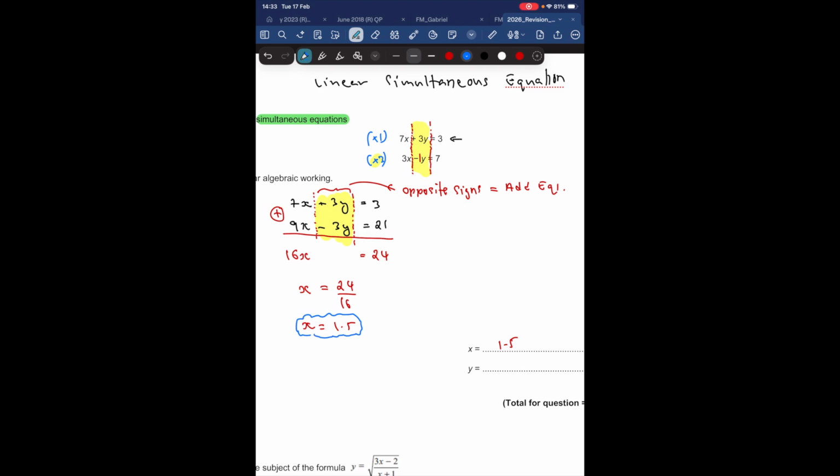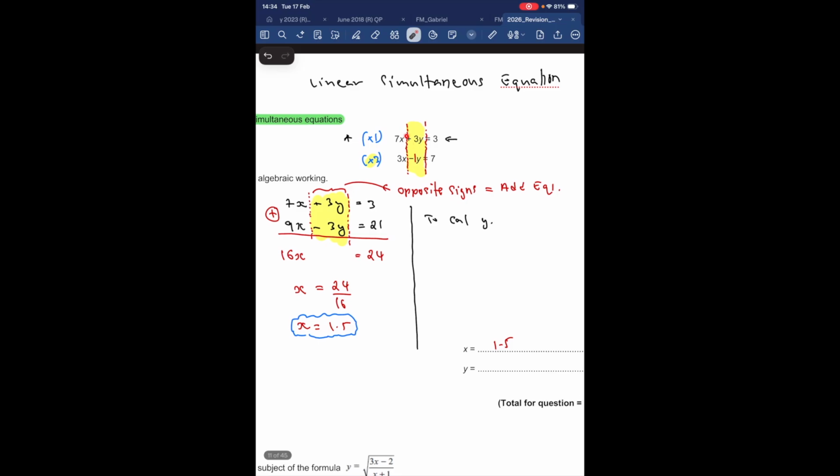Now remember, we have to work out the y value as well. So I'm going to draw a column line to separate out my work. To calculate y, we're going to use one of the original equations. So I have a choice. I can either use 7x plus 3y equals 3, or I can use 3x minus 1y equals 7. It's easier to use the equations where you're just dealing with positives. So I'm going to use the top equation here, and I'm just going to copy it down. 7x plus 3y equals 3.